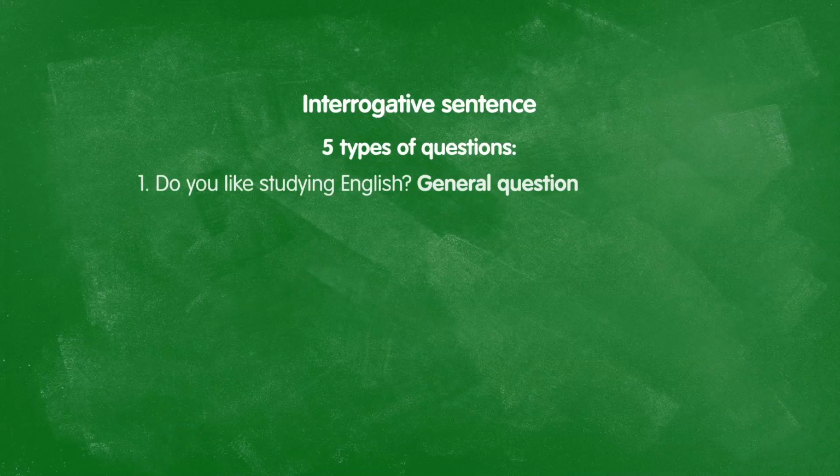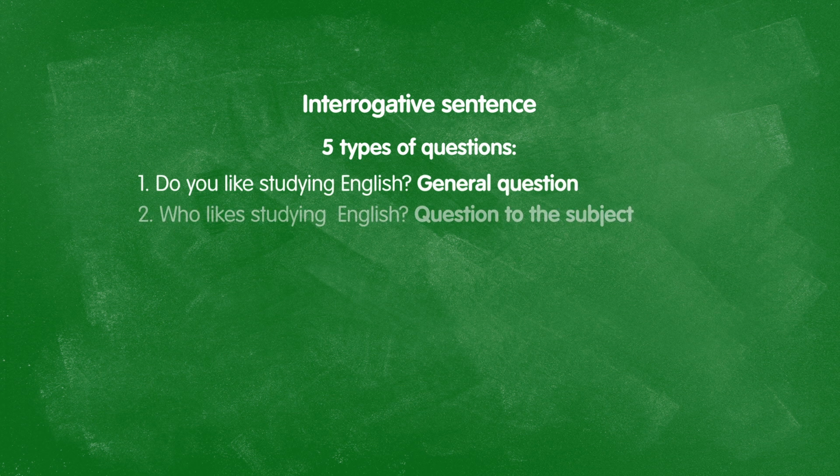So now, let's consider interrogative sentences in a little bit more detail. Now, there are a few different forms of interrogative sentences, and each one of them has a different grammatical structure and serves a different purpose. For example, if I say something like, do you like studying English? This is a general question. Do you like studying English? So, a second type of question, who likes studying English? This is a question to the subject.